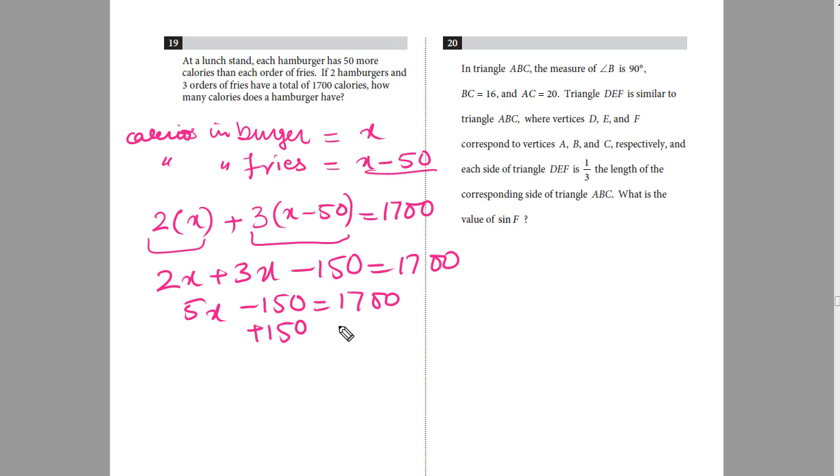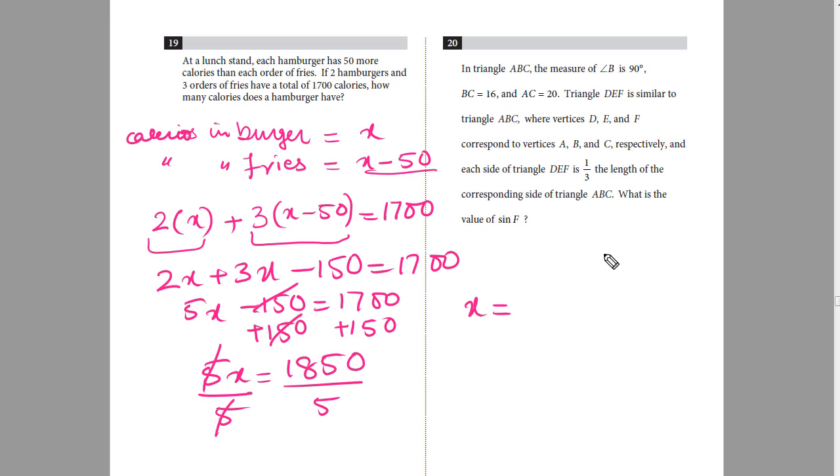I will add 150 on both sides. This will get cancelled, and 5X will become equal to 1700 plus 150, that will become 1850. Now I will divide both sides by 5. This 5 will get cancelled, and over here I will get X is equal to 370. So the value of X is 370. So the calories in a burger are 370. That's the answer.